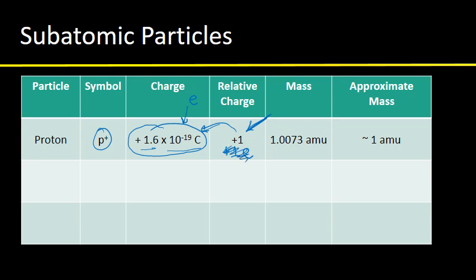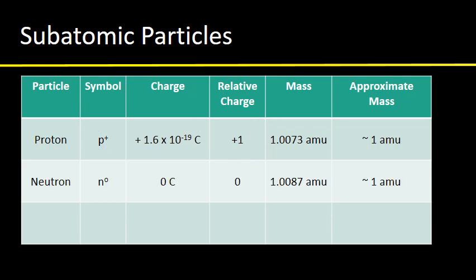Okay, and the mass of the proton is 1.0073 AMU. You don't have to know this number exactly, but you should know that the mass of a proton is very, very close to 1 AMU. AMU is atomic mass unit. So the mass of a proton is essentially 1 AMU, and the charge is +1.